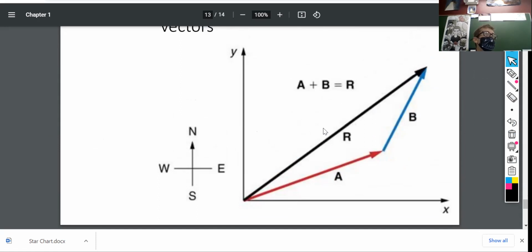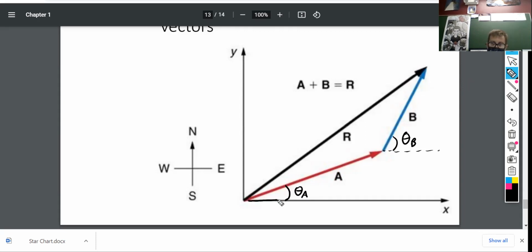But how could I calculate the value of R? Here's where we need to be introduced to the idea of resolving vectors. Vector A is moving up and to the right, and it's up at some angle. Let's call it theta A. And vector B also is up and to the right, at some angle theta sub B relative to the horizontal.